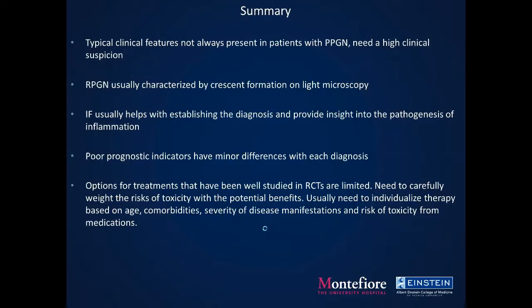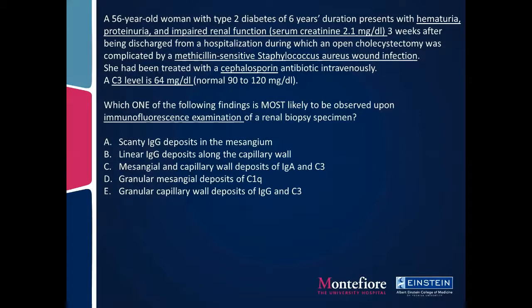So finally, coming back to the two questions that we had asked, we'll go back. I just underlined the important things, right? So this is a 56-year-old woman. She's presenting with hematuria, proteinuria, and she has an AKI with a creatinine of 2.1. 3 weeks before, she had a cholecystectomy, had a wound infection with MRSA, and she was also treated with a cephalosporin. The C3 level is 64, so the complement level is low. And which one of the following is most likely to be observed on immunofluorescence examination, right? So what is the diagnosis?